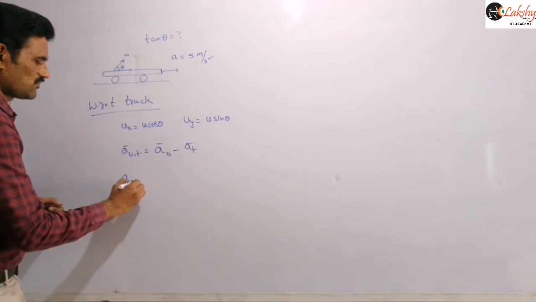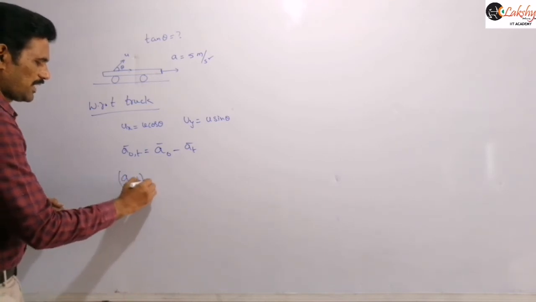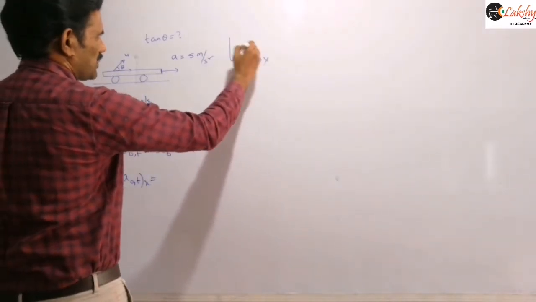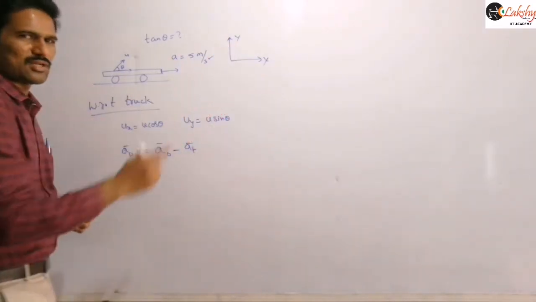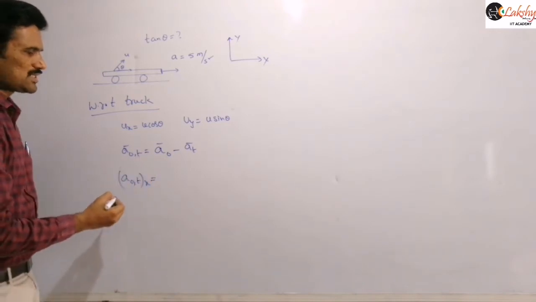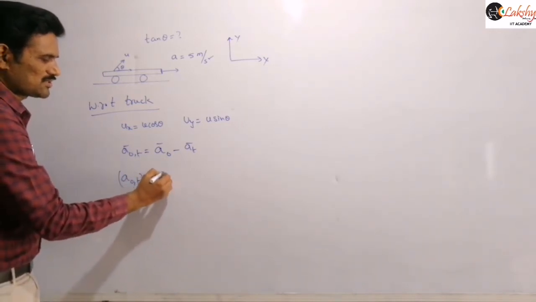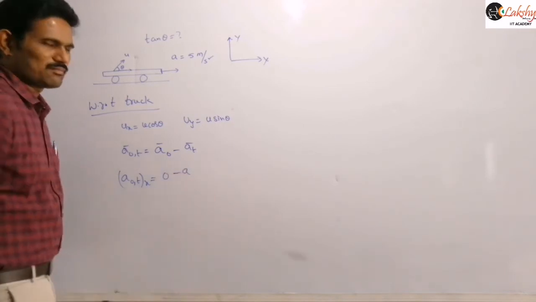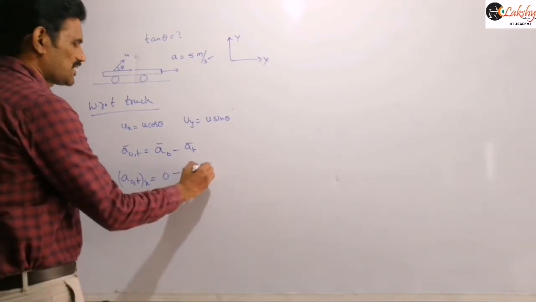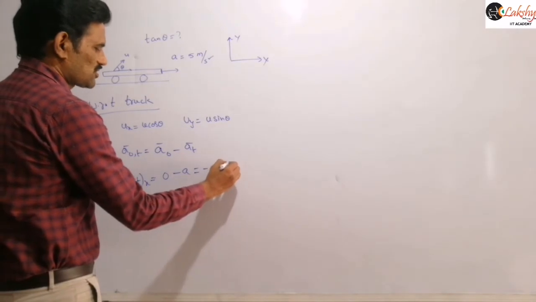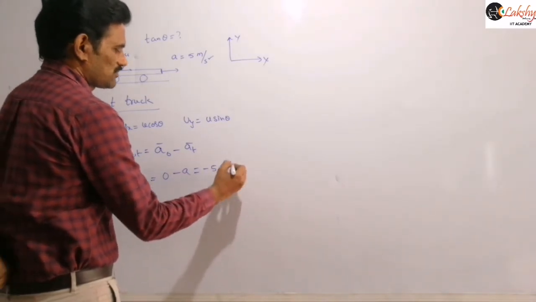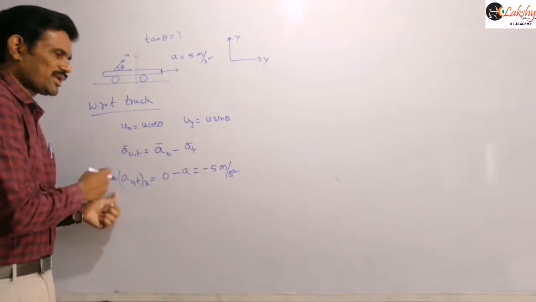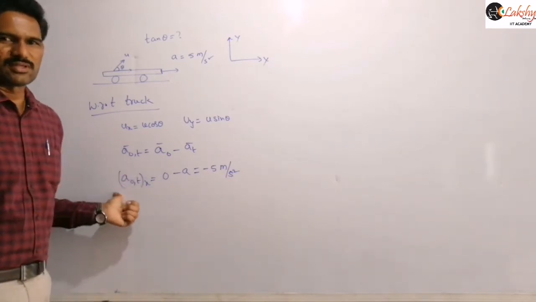Acceleration of the object with respect to the truck along x direction. X and y axis means our usual sign convention I am following here, horizontal and vertical. So along x direction, acceleration of the object is 0, but acceleration of the truck is there, a. Therefore this object is having some minus acceleration with respect to the truck. Got it? This is important here. If you are able to write this component, you can solve the problem easily.